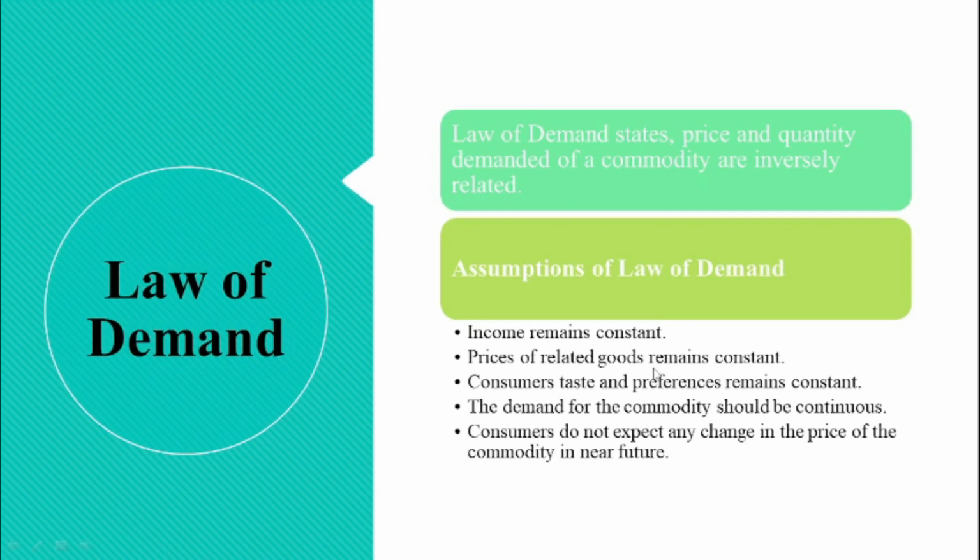The other thing which is very important in this is the assumption that the demand for the commodity should be continuous. I'll discuss it again. And that the consumers do not expect any change in the price of the particular commodity in the near future. So, if these things remain constant, it means the other determinants have no effect in case of the law of demand. The effect on the quantity demanded for a commodity is coming only from the price of that particular commodity.